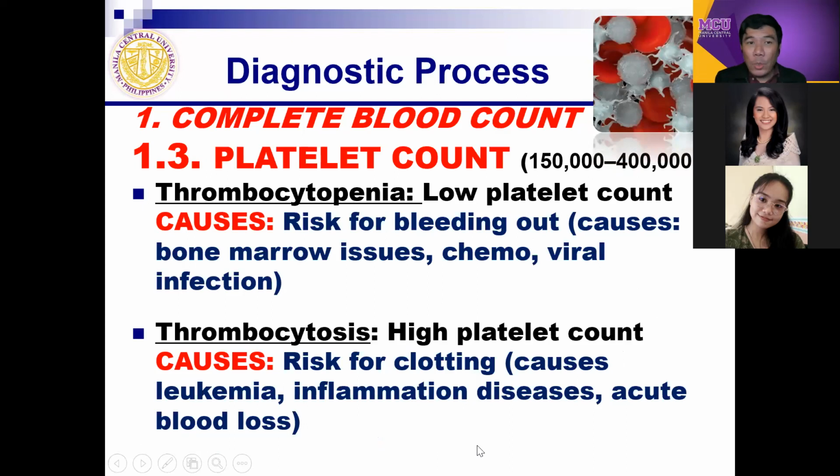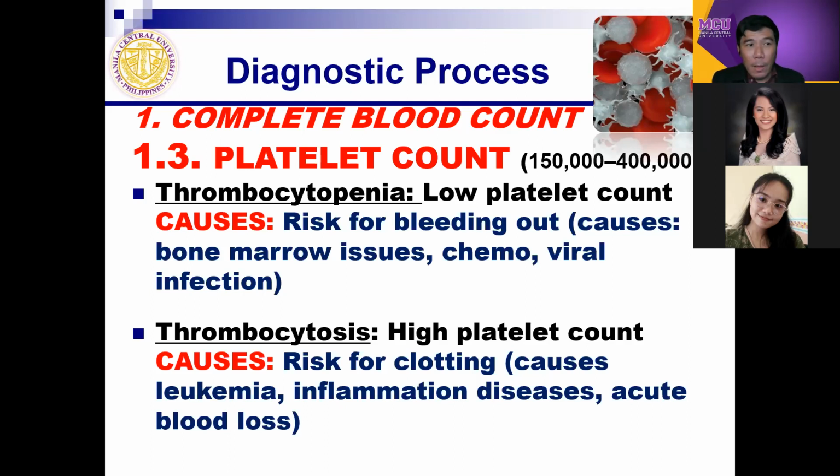So, pag thrombocytopenia po or low platelet count, ito po yung risk for bleeding. Usually bone marrow issues, chemotherapy, viral infection. If you will connect it with the WBC, pag ang patient mo ay nagki-chemotherapy, expect mo na mababa ang WBC nila kasi immunocompromised sila. Tapos at the same time, yung platelet mo mababa din. Kaya check for signs of bleeding pag mga nagki-chemotherapy, radiation therapy, at nagtitake ng mga immunosuppressive drugs.